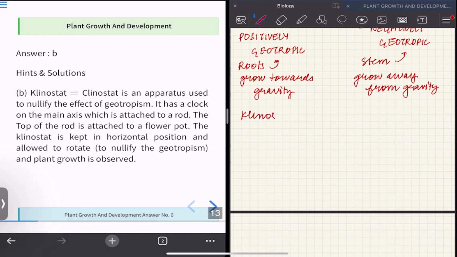So clinostat is used to study plant growth movements in absence of gravity.